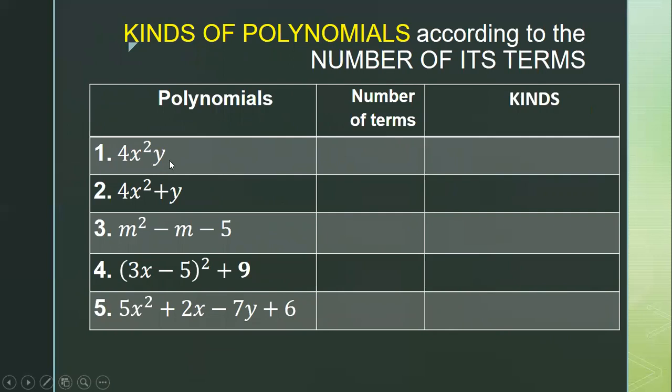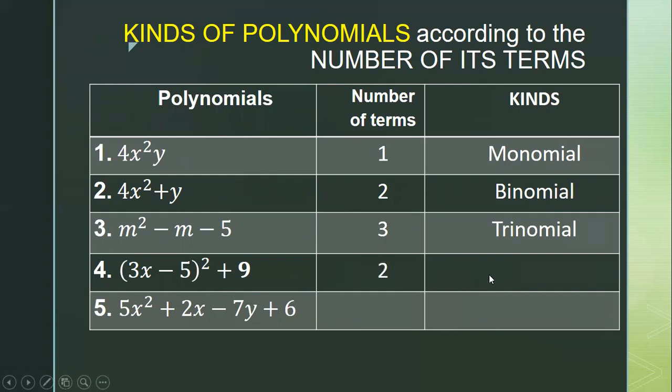Number 1, 4x squared y is a monomial. Number 2 has 2 terms, which is called a binomial. Number 3 has 3 terms, which is called a trinomial. Number 4, 2 terms, binomial. And number 5, a multinomial, which has 4 terms.